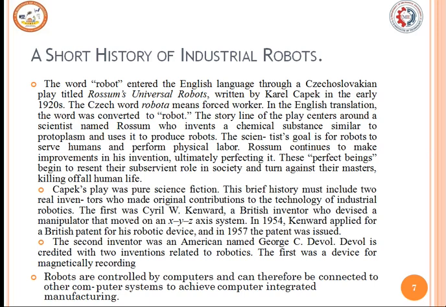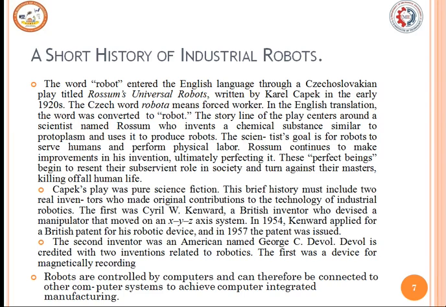Here is the history of robots. A Czechoslovakian play titled Rossum's Universal Robots was written by Karel Capek in the early 1920s. The word robot came from the word robota, meaning forced worker, which in English translation became robot. Capek's play was pure science fiction.